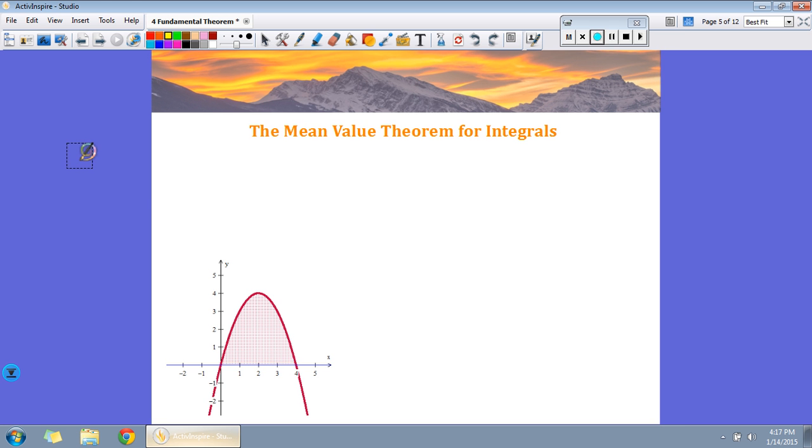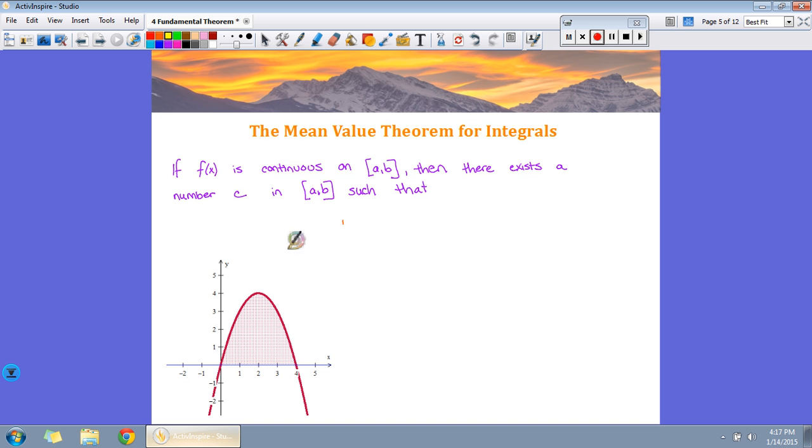Alright, the mean value theorem for integrals states if f of x is continuous on the interval from a to b, then there exists a number c in the interval from a to b such that there has to be a rectangle whose area is precisely equal to the area of the region under the curve. So the rectangle would be width and height.